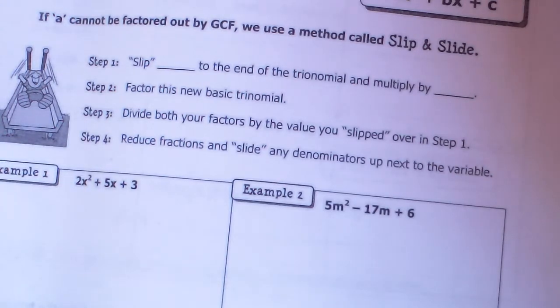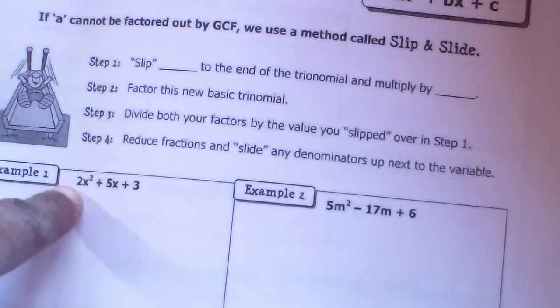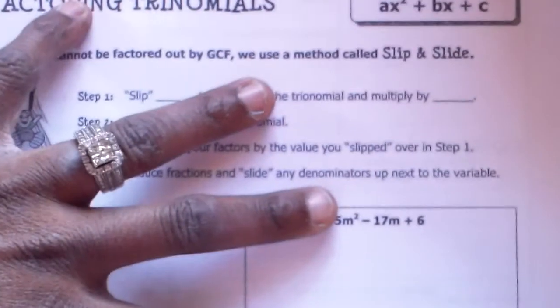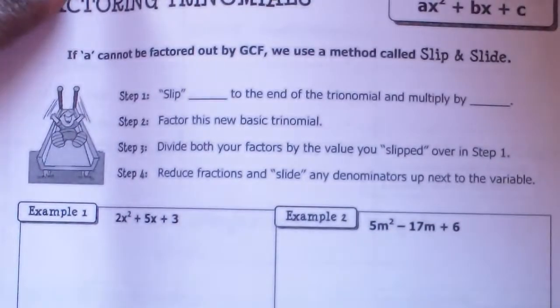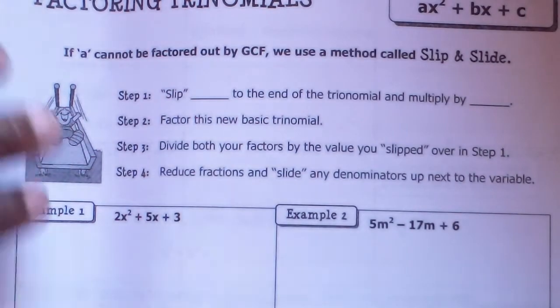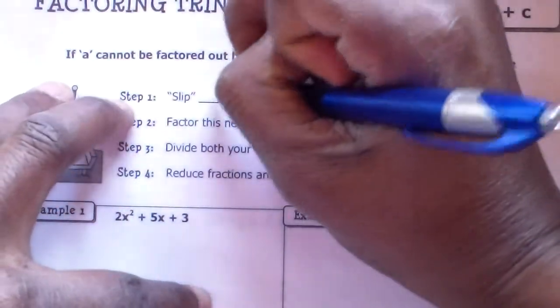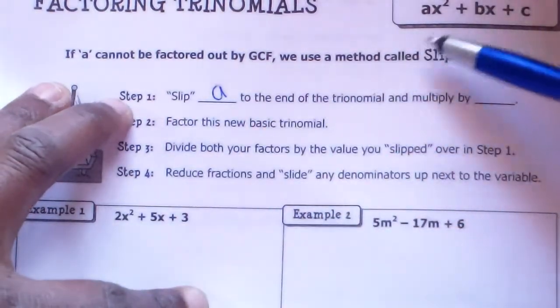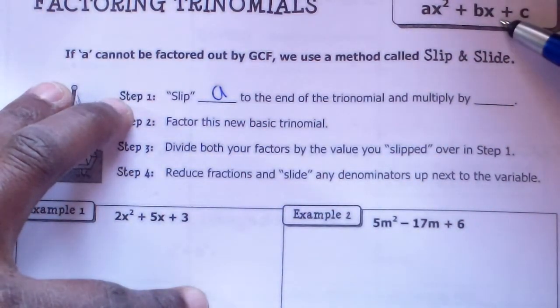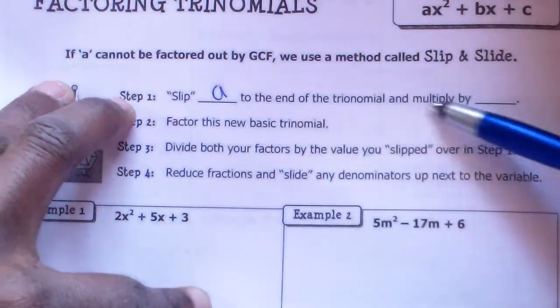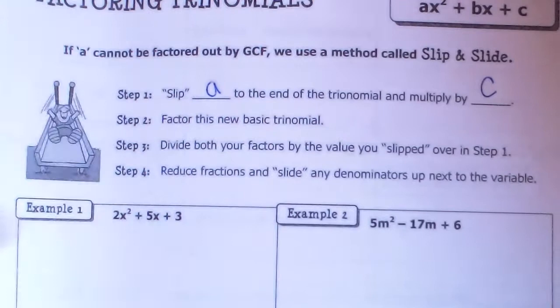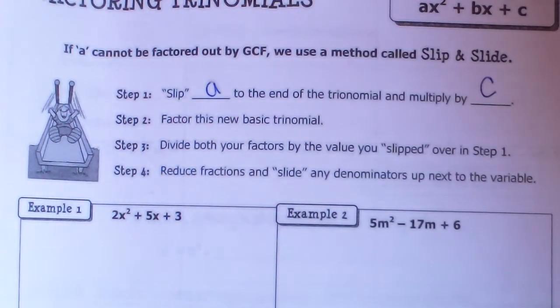So you could use the T-chart where we did A times C, so 2 times 3, and it had to add up to the middle term, or you could use this method. I'll show you the slide and divide, and then the T-chart method you learned in previous days. Step 1 says to slide the A, that number in the front, because remember our equations are ax squared plus bx plus c, to the end of the trinomial and multiply it by the c. So it's just like that T-chart where we did A times C.